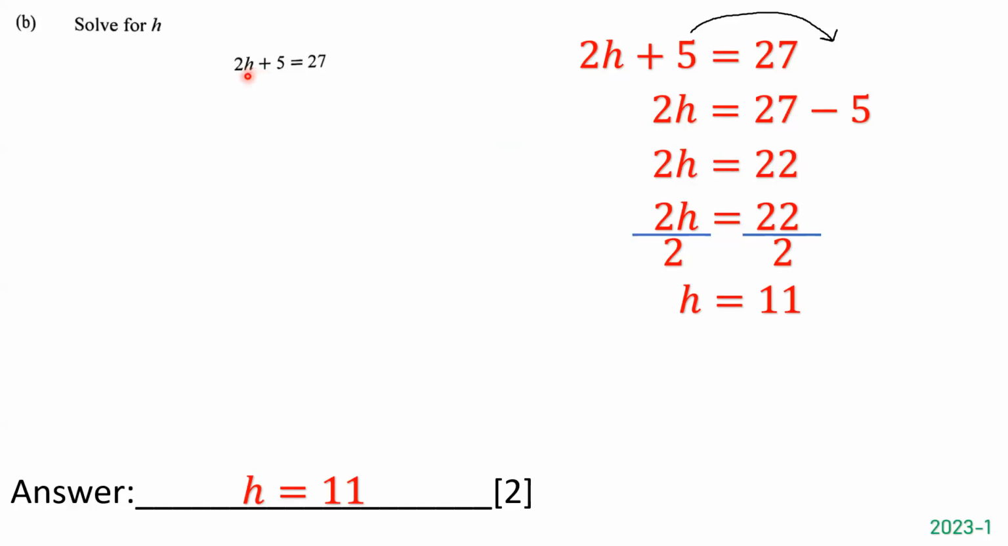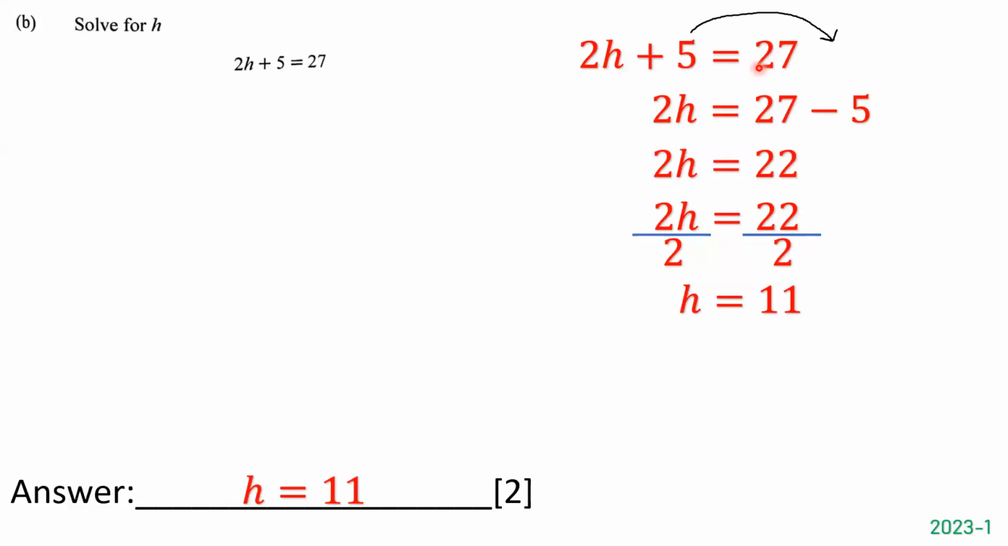We have the equation 2h plus 5 equals 27. This is indeed a linear equation because the highest power of our variable h is 1. Notice that we don't have h squared, h to the third power, or h to the fourth power. So that's why this is a linear equation. This is h to the power of 1. At any rate, we have 2h plus 5 equals 27.